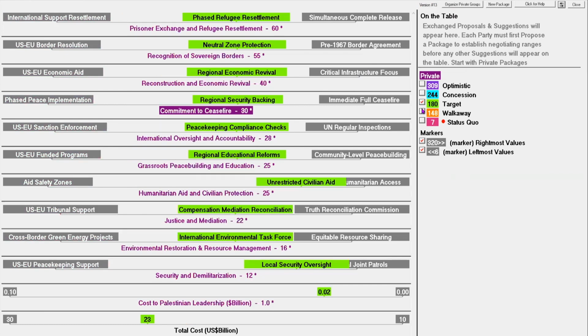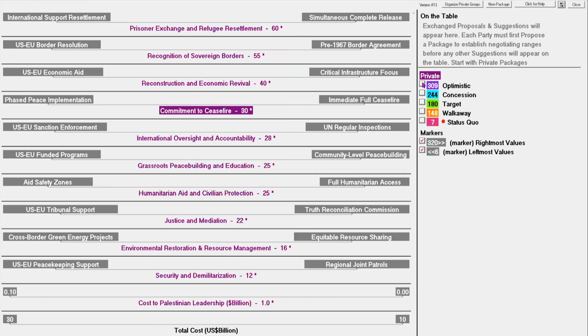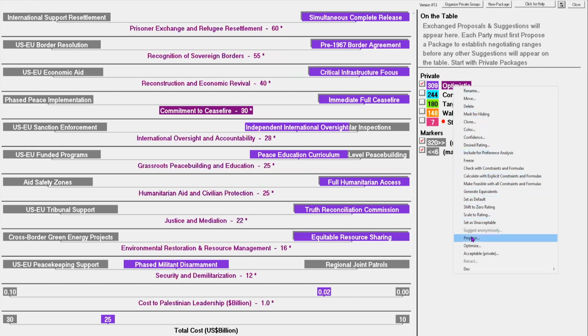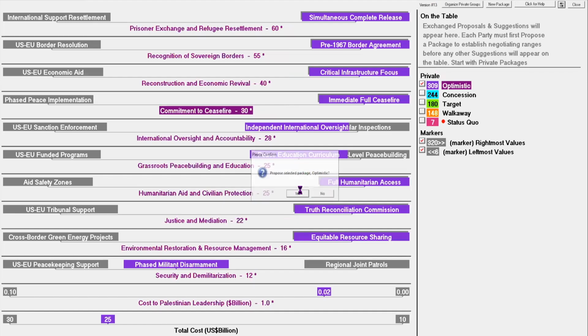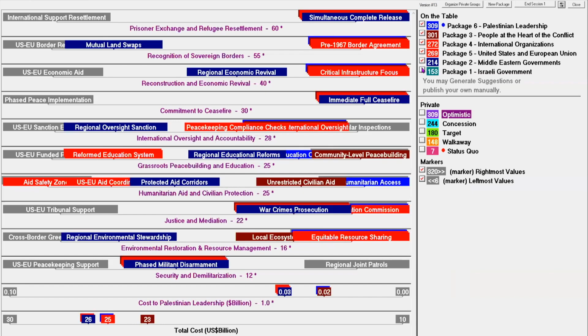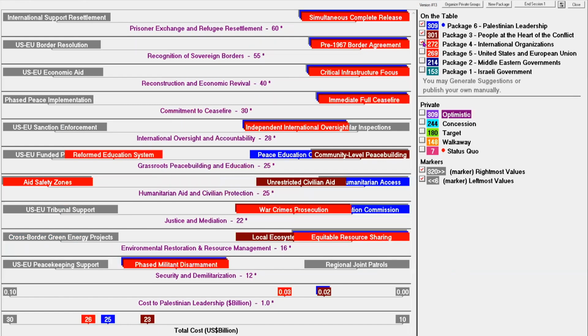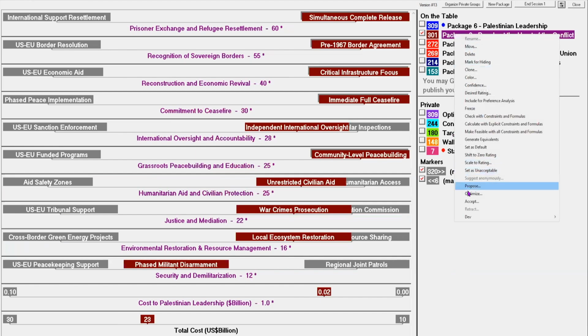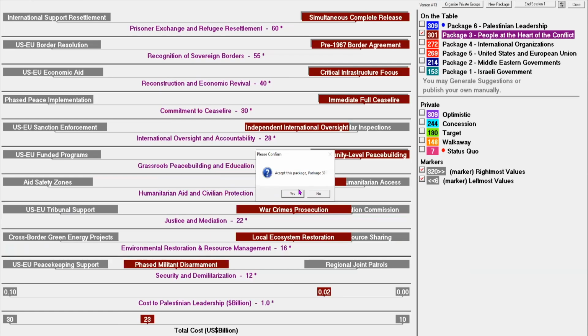The package named Target would be quite acceptable to the Palestinians. However, the Palestinians decide to start by proposing something more optimistic. When they do so, the optimistic proposals of the other parties also appear on the table. Among those proposals, the one submitted by people at the heart of the conflict is most preferred, and the Palestinians readily accept that package. Their acceptance is indicated by a secret yellow dot.